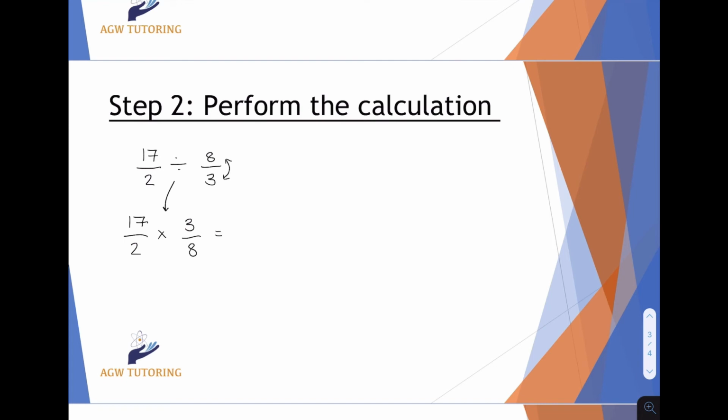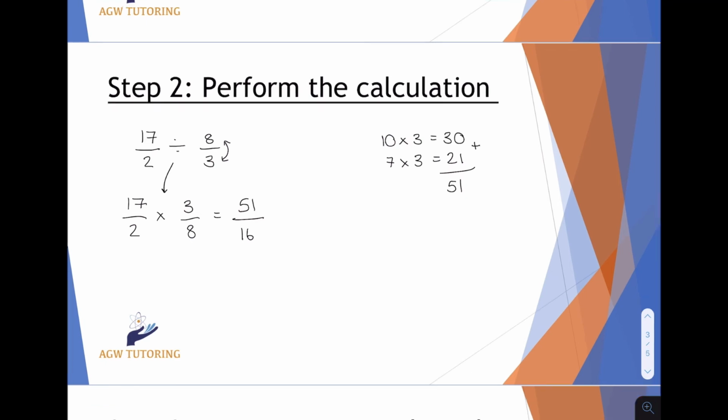Now we need to work out what 17 times 3 is, which is equal to 51. And then 2 times 8 is equal to 16. Now I realise that this is a non-calculator paper, so if you're struggling with sums such as 17 times 3, the easiest way I find to work it out is to split this 17 up into 10 and 7. So if I did 10 times 3 equals 30, and then 7 times 3 equals 21, add these together and you get 51. Now the final step is to convert your improper fraction back into a mixed number.